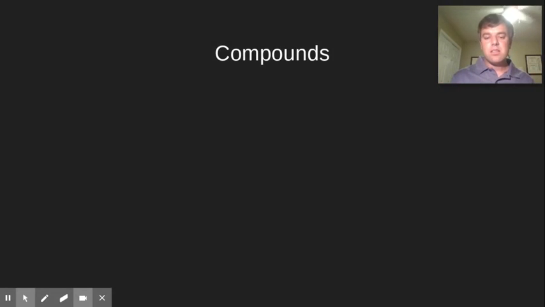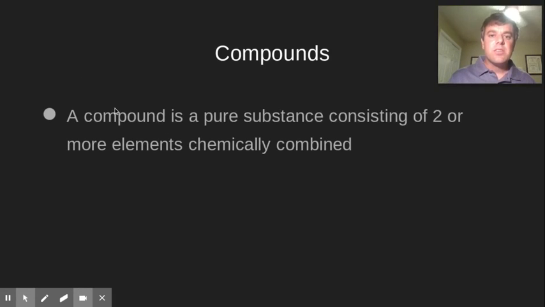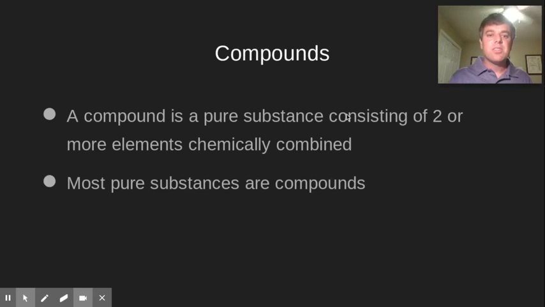Next, we've got compounds. A compound is a pure substance that consists of 2 or more elements that are chemically combined, and so to separate them would require doing a chemical reaction. Obviously, water is a compound that consists of 2 hydrogen atoms and an oxygen atom. They're chemically combined. You can't separate them using physical processes. It requires some type of chemical reaction to separate the hydrogen from the oxygen.